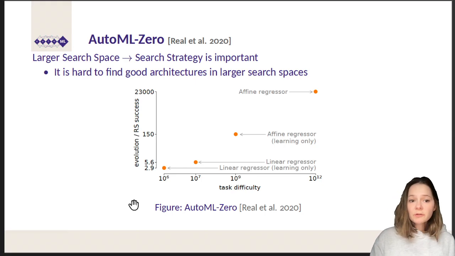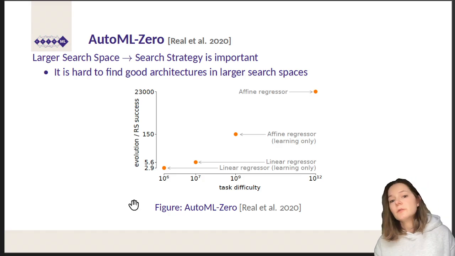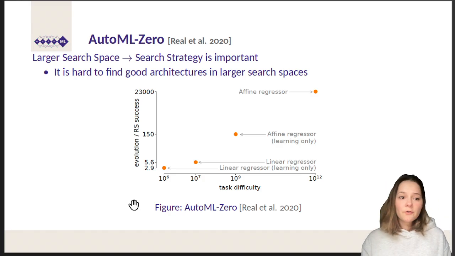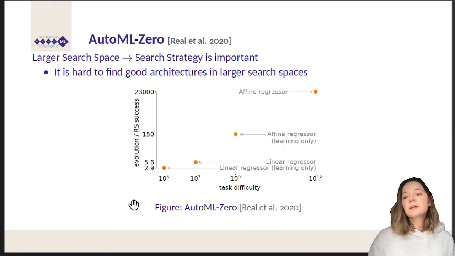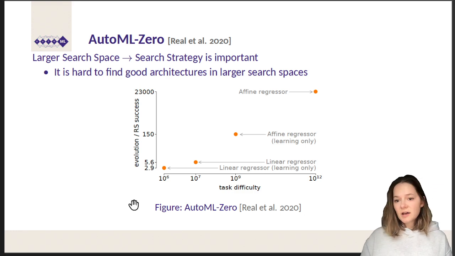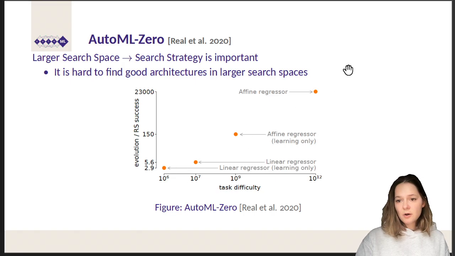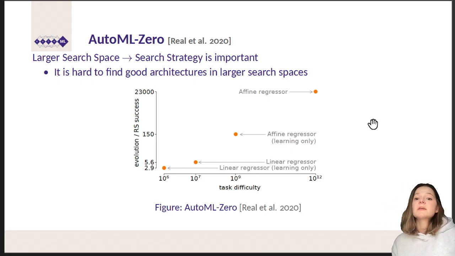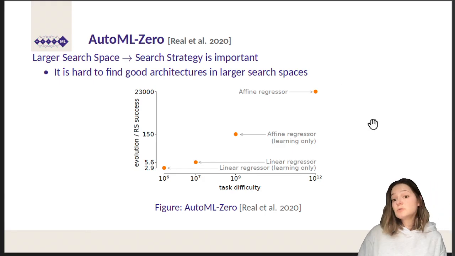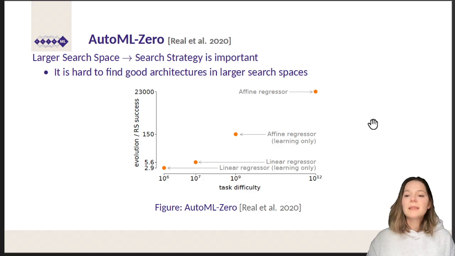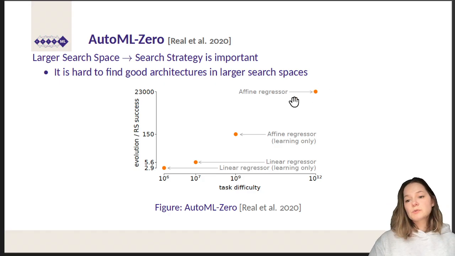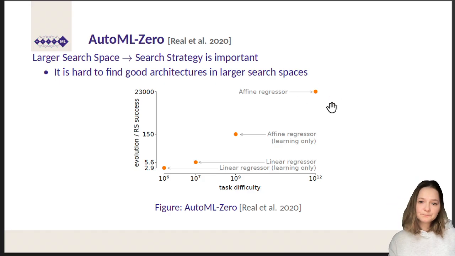The discovery of a full algorithm versus only learning on linear or affine regression data. We have linear data and affine regression data. We can see that the more difficult the task gets, moving from here to the other corner, the more evolutionary search is able to outperform random search. But we can also see that it's rather hard to find good architectures using random search, and it needs rather complex approaches, especially here where we want to search for the complete pipeline.